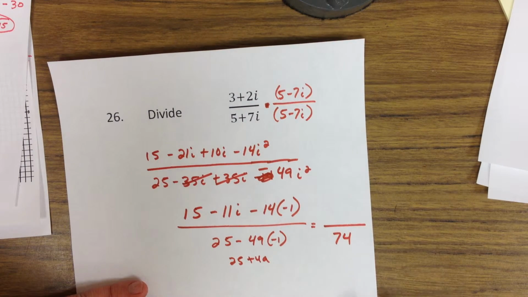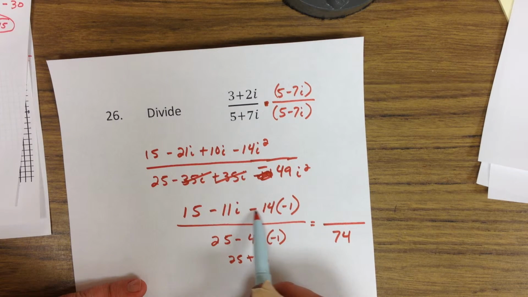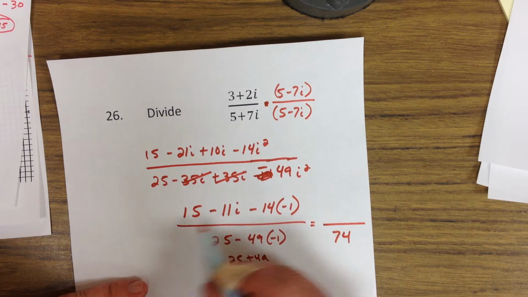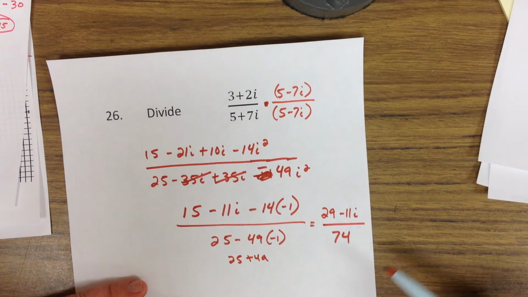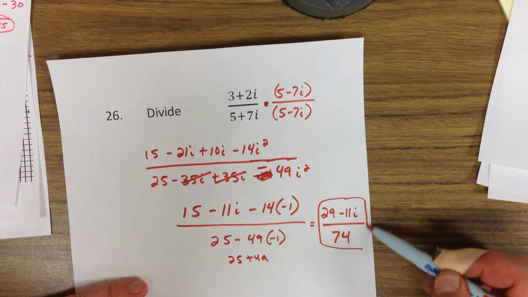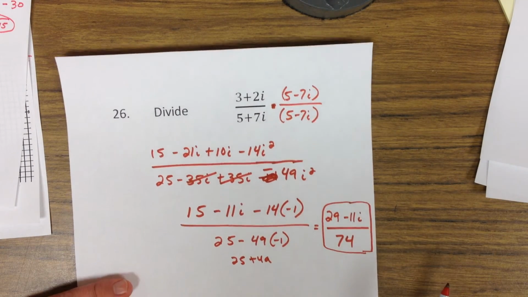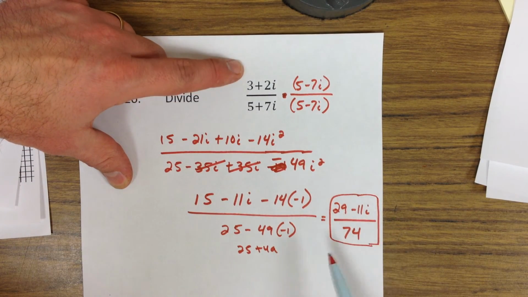So that's 74. And then here I have 15 minus 11i, and again I have this double negative, so that's like plus 14. So 14 plus 15 is 29 minus 11i over 74 is our final answer there. So just look over, I know I went a little quick there, but I'm really just FOILing the top, FOILing the bottom. Make sure that you deal with your i squareds by plugging in -1 and going from there.